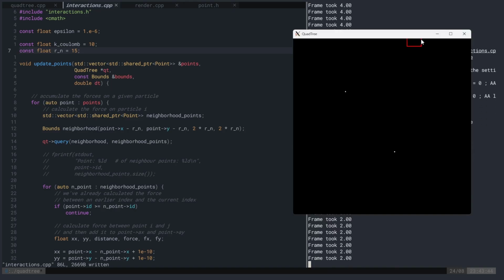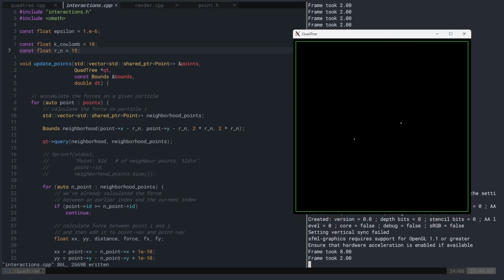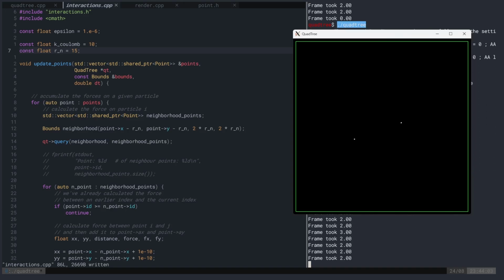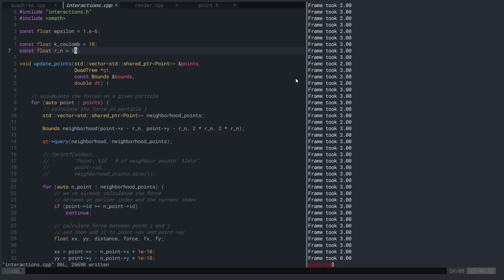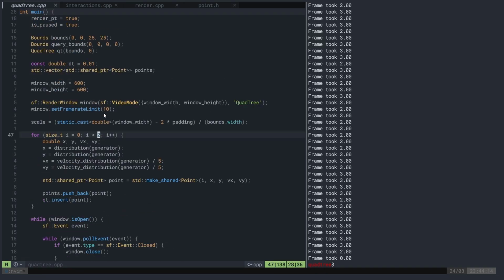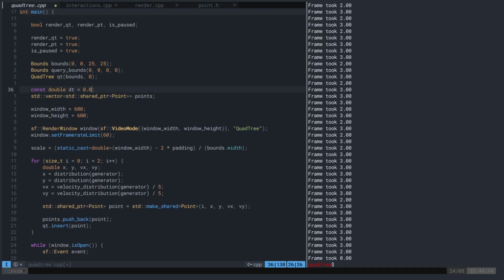So there they are. There's the 2 points. So initially, these 2 points are moving closer together. I think, not necessarily. Let's run that again. No, I think the time step is a little slow. Let's bump it up. Let's set this frame rate limit back to 60. Let's bump this up to like 0.02.